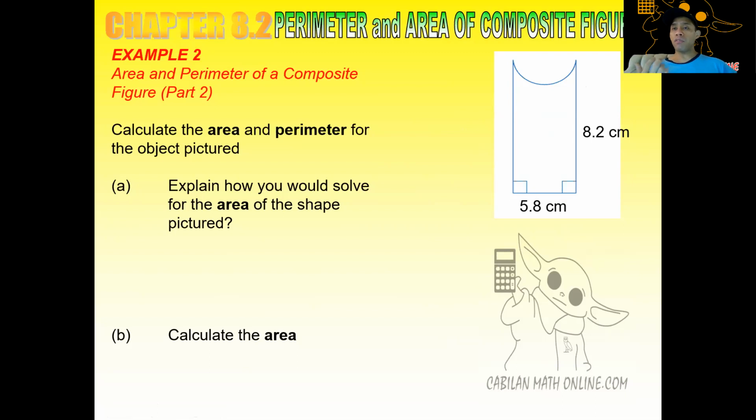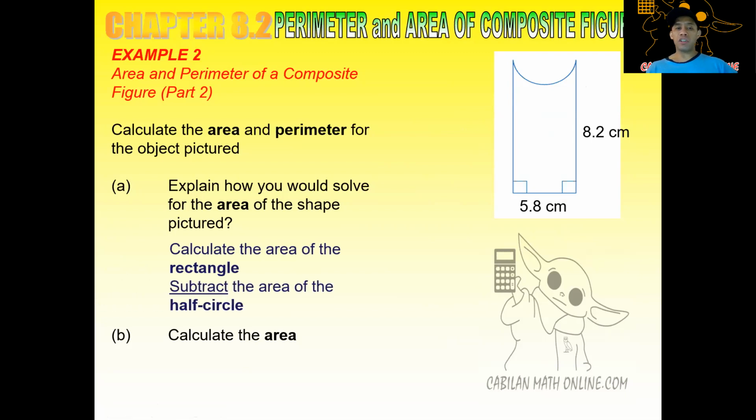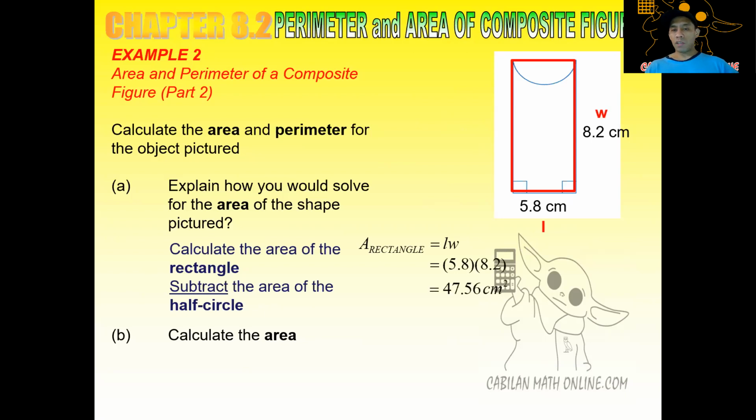So to calculate the area, what we need to do is calculate the area of the two shapes first, and then, after we find the area of the two shapes, subtract them from each other. Once we figure all that out, that will give us the total area. Starting off with the area of the rectangle, we have 5.8 times 8.2, and that's going to give me a total of 47.56 square centimeters.